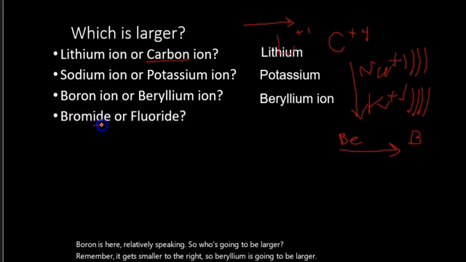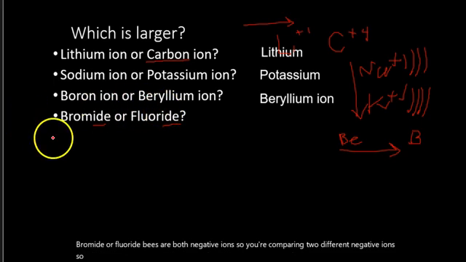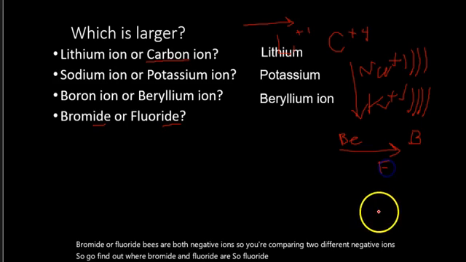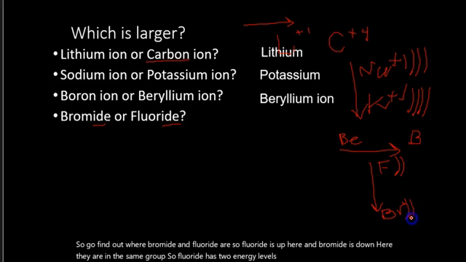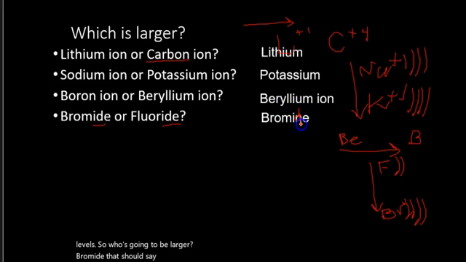Bromide or fluoride, these are both negative ions. So you're comparing two different negative ions. So go find out where bromide and fluoride are. So fluoride is up here and bromide is down here. They are in the same group. So fluoride has 2 energy levels and bromide has 4 energy levels. So who's going to be larger? Bromide. That should say bromide, IDE. That's a typo.